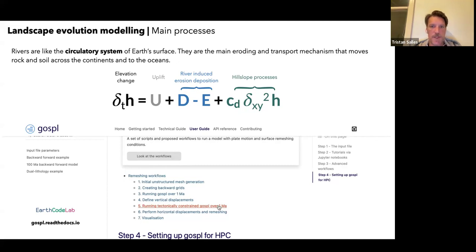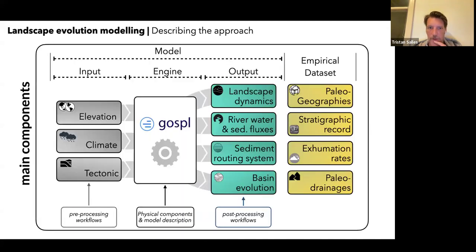And so the name of the model is called Gospel. There is nothing religious here. It's basically GoSPL. And the approach that is used is really like a standard landscape evolution model.